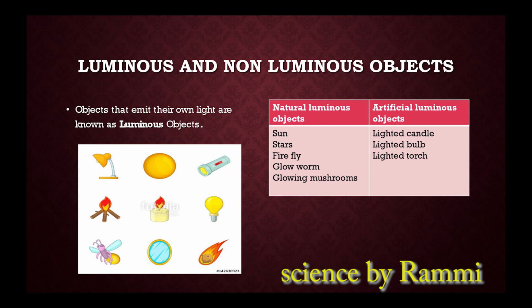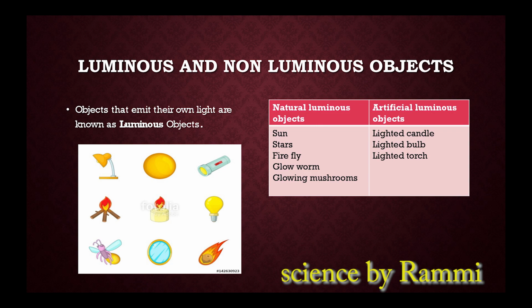Objects that emit their own light are known as luminous objects. Luminous objects are of two types according to the way they produce light. Luminous objects that produce light by natural means are known as natural luminous objects. Sun, stars, firefly, glowworm, glowing mushrooms are some examples of natural luminous objects.